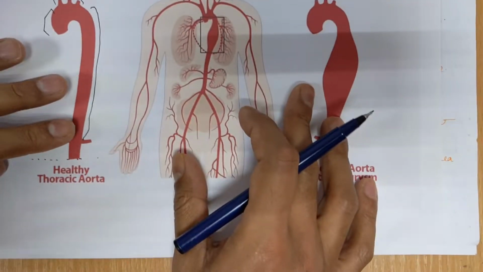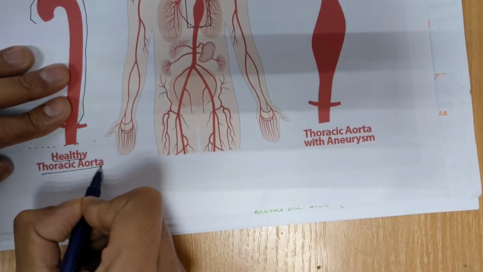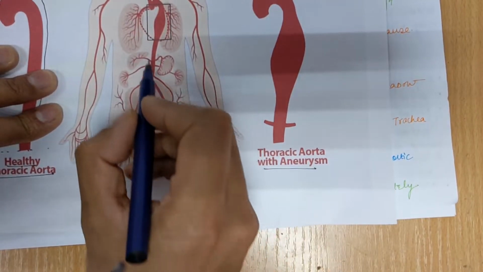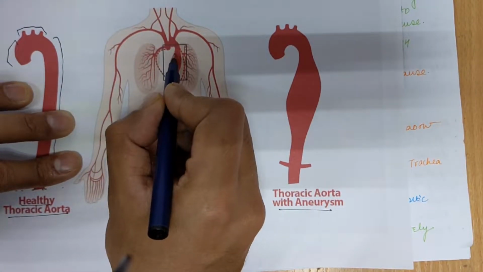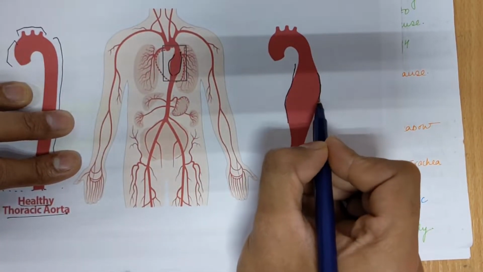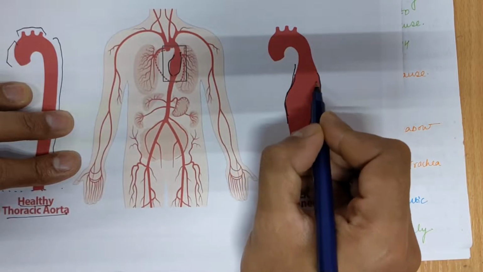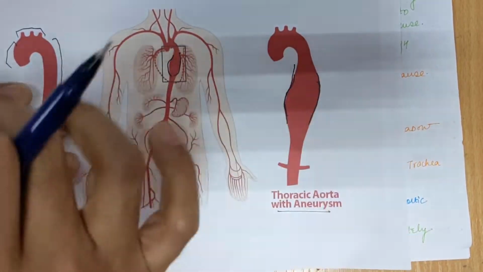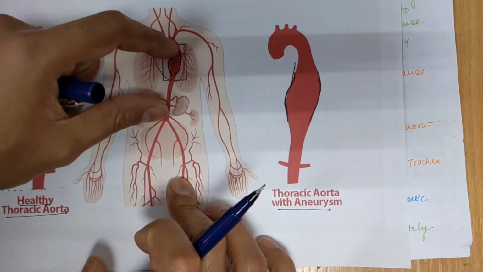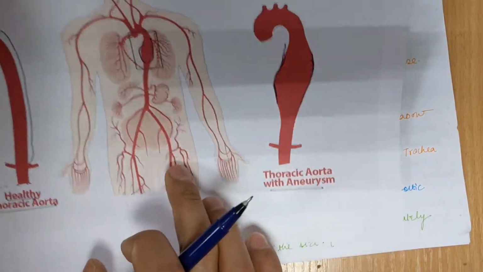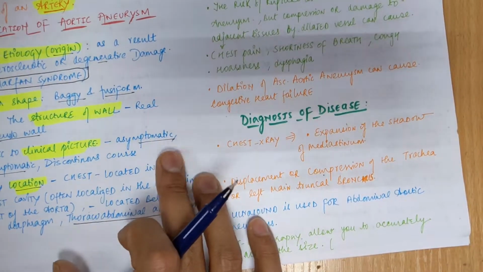If you look, this is your healthy thoracic aorta, and this one is your thoracic aorta with an aneurysm. You can see the bulging here, and this is a zoomed diagram of it. You can see this bulging or ballooning in the artery. This ballooning or bulging is actually called an aneurysm. It is present in the thoracic aorta, which is why it is called a thoracic aortic aneurysm. So this is the basic concept behind the aneurysm.